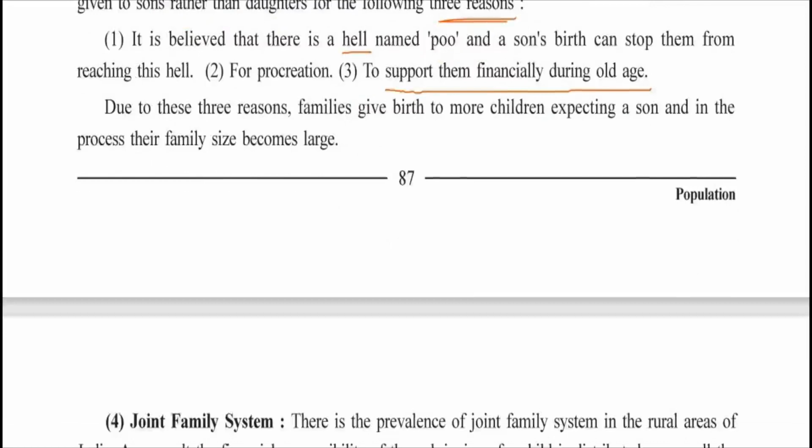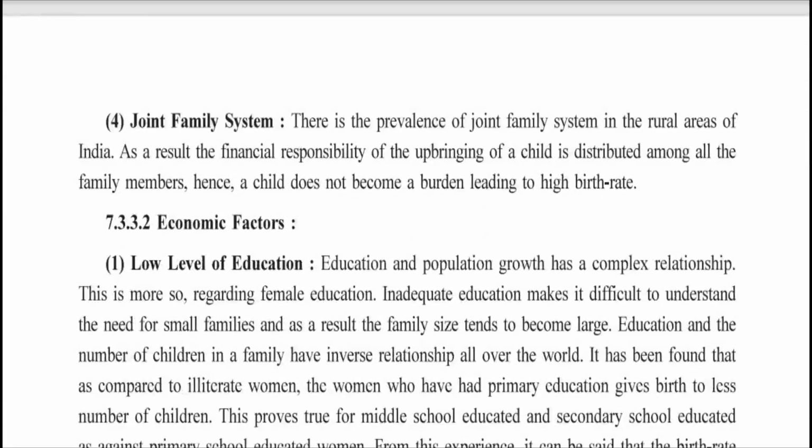So family size becomes quite large. Then a joint family system is there. Due to what happens in rural areas, in the village areas, due to a joint family system, the financial responsibility of upbringing of a child is distributed among all family members. So a child does not become a burden on the parent, leading to a high birth rate.